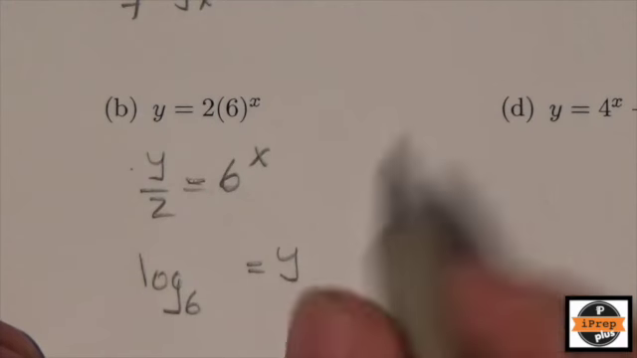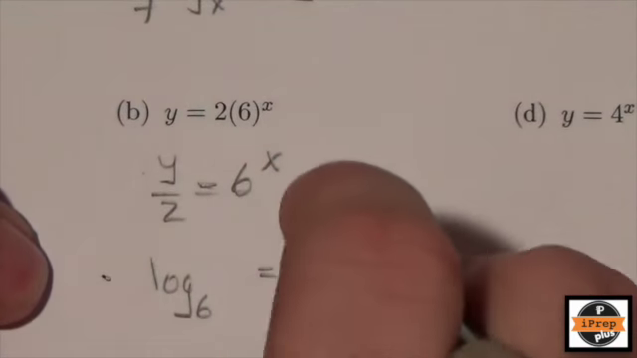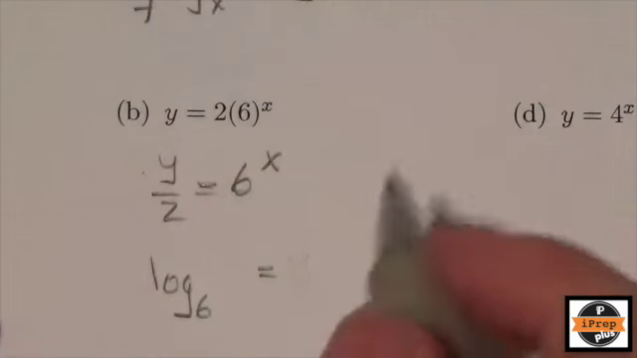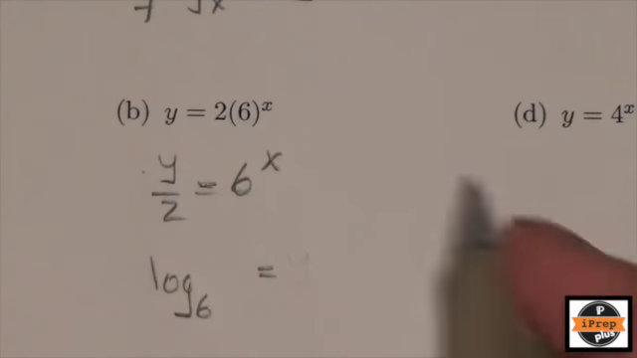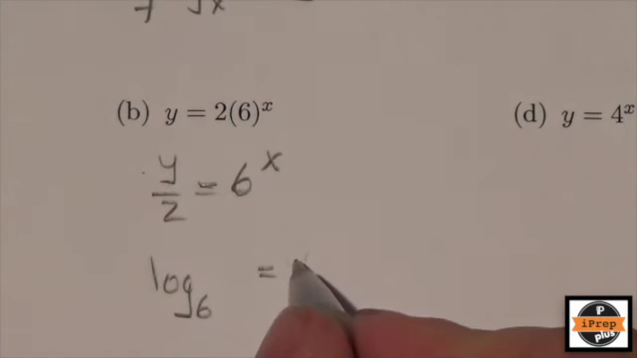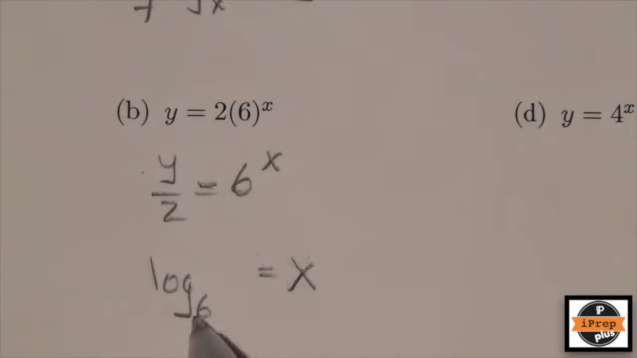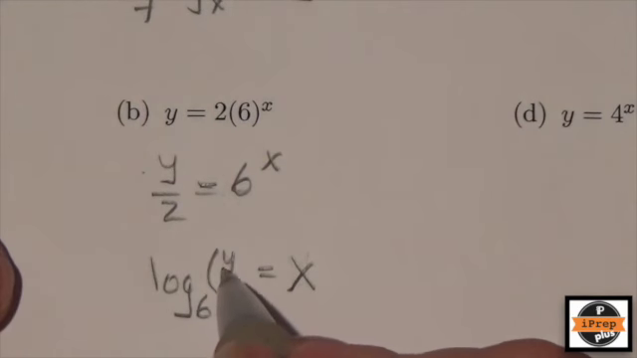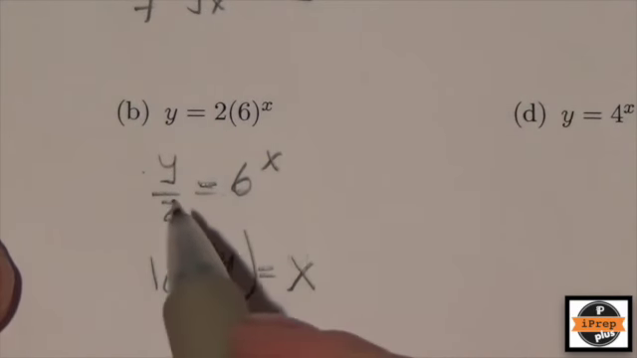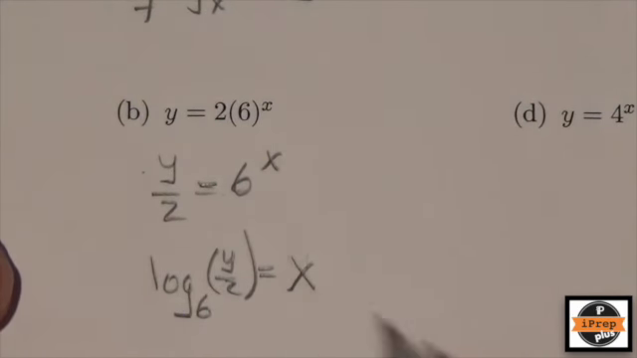Oh, sorry, what am I doing here? I'm looking back and forth at another resource here, and I saw the wrong thing. It's got to be x. Sorry, because the base of the logarithm is the same as the base of the exponential, and a logarithm is the exponent. So this is going to be the log base 6 of y over 2 is equal to x, that exponent there.